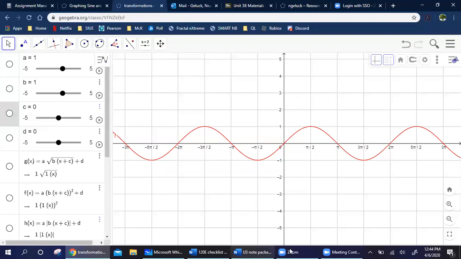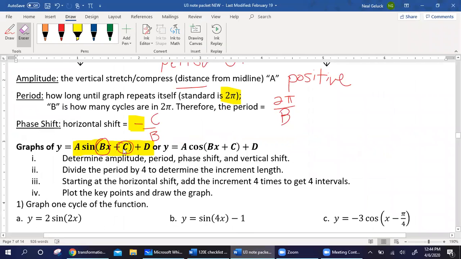So what we're going to be doing on these problems is figuring out all the information, the amplitude. That's basically our stretch or compression vertically, but it also involves reflection as well. We're going to figure out the period. That basically is our horizontal stretch or compression, the phase shift, which is basically our horizontal shift, and the vertical shift.